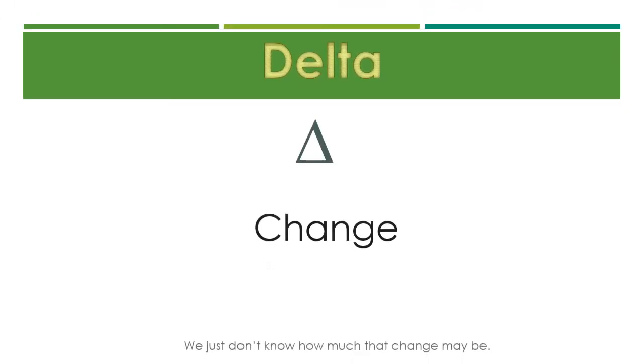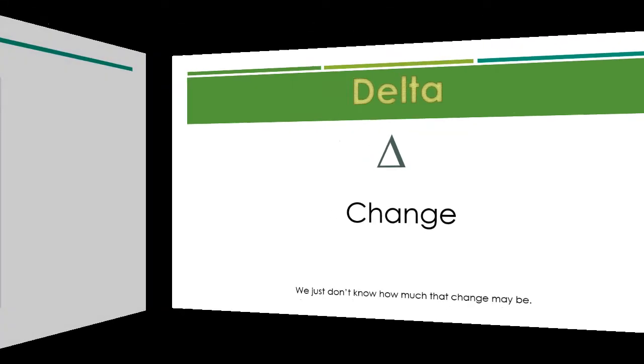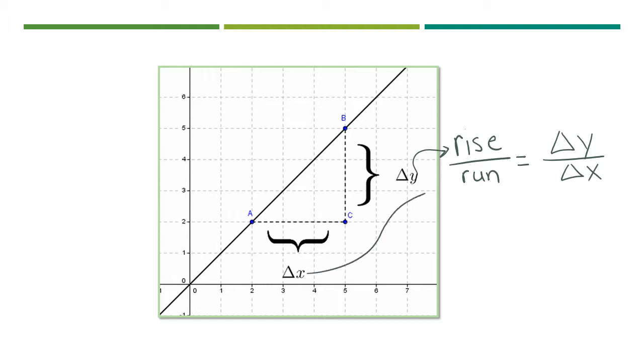This is delta. Delta means change. We just don't know how much that change is. When we're trying to find the rise over run, or better known as the slope, what we're really asking is what change happened in y, what change happened vertically, and what change happened horizontally, or what change happened in x, and this results in the slope.